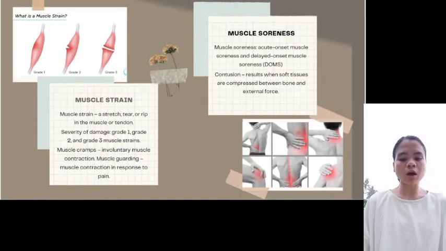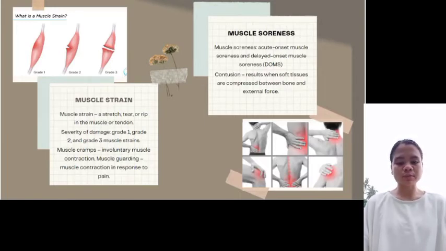Muscle soreness: acute onset muscle soreness and delayed onset muscle soreness, DOMS. Delayed onset muscle soreness develops after the actual activities. An example is when we train, we experience delayed onset muscle soreness. This commonly happens when you switch to another physical activity or exercise routine. So you feel muscle soreness.